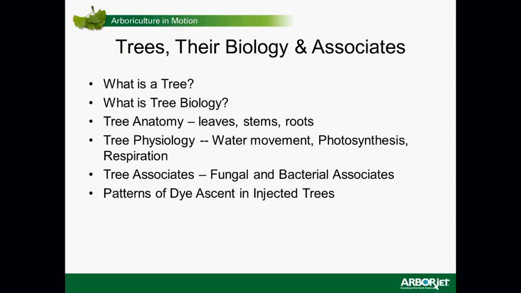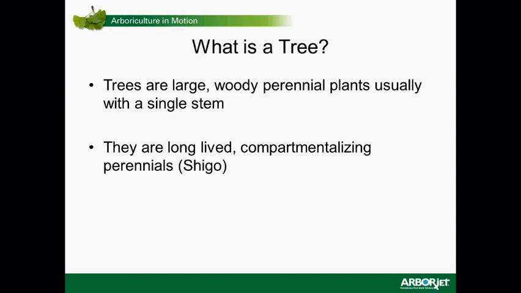So some of the perspective that we're going to address today is how do trees function, and I will interject in places where it makes sense with respect to tree injection. So there are several definitions of what a tree is. Trees are large, woody perennials with a single stem. Sometimes they have more than a single stem. That's an ISA definition. They are long-lived compartmentalizing perennials. That's an Al Shigo definition.